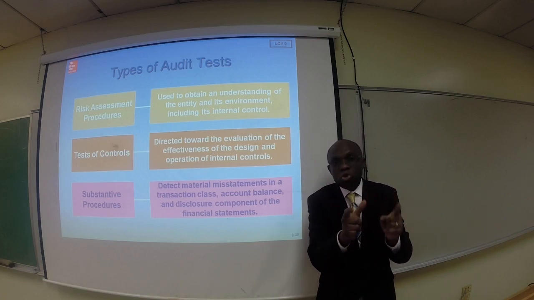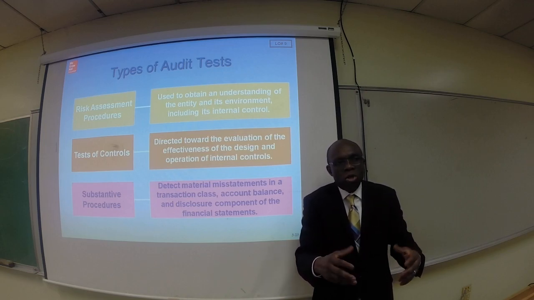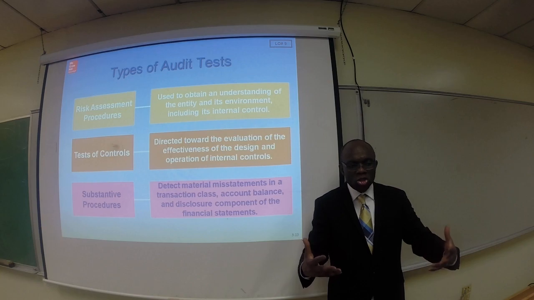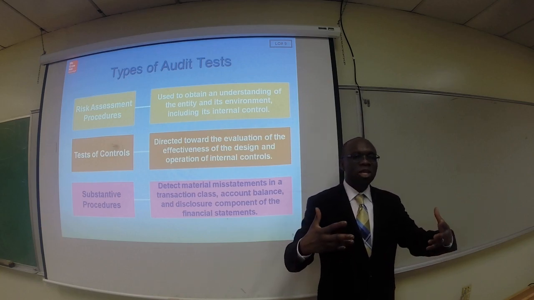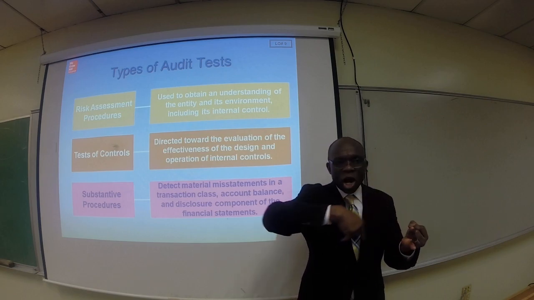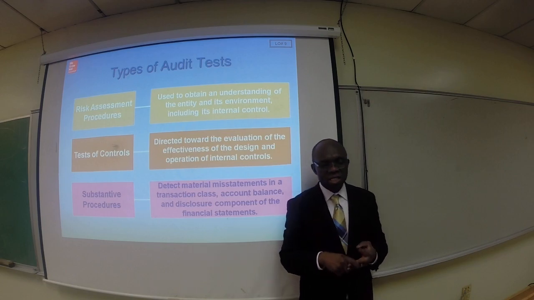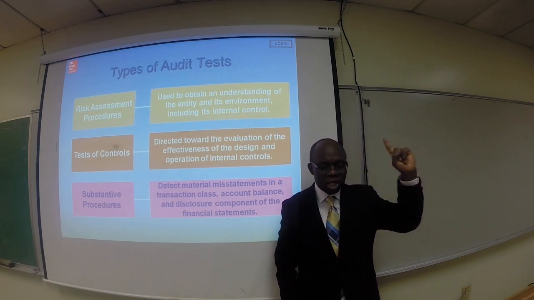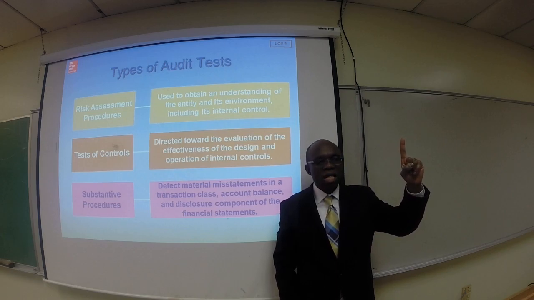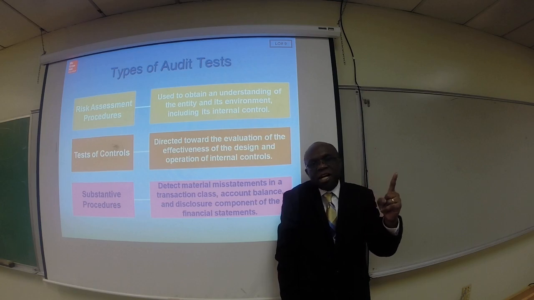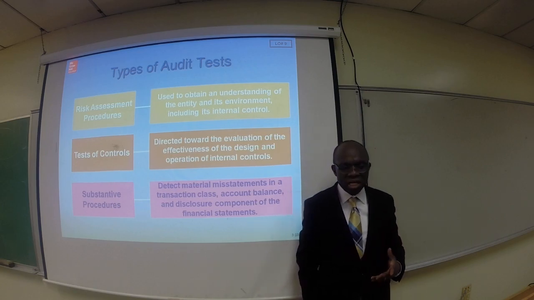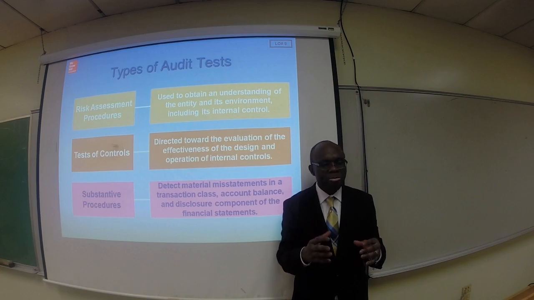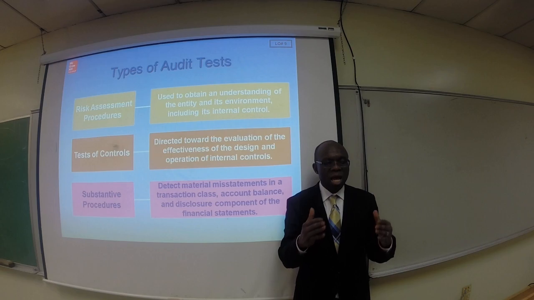Remember, we talked about audit procedures. An audit procedure is an act performed by the auditor. So here we are talking about the procedures, or the things that we do as an auditor, in order to obtain an understanding of the company that we are auditing, the environment in which the company operates, including its internal control. So for example, if we are auditing McDonald's, we need to understand McDonald's as an entity. We need to understand the environment in which McDonald's operates, in this case the fast food industry. Then we also need to understand its internal control. So whatever we do as auditors to have an understanding of these three things, they are considered risk assessment procedures.